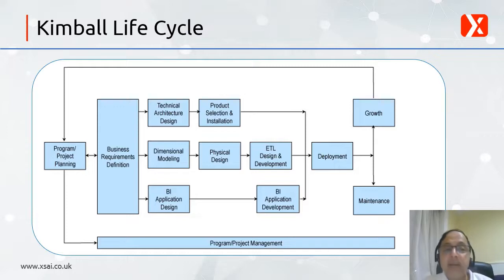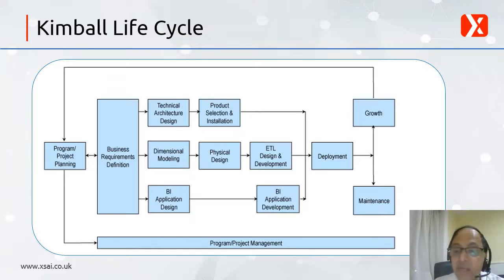So let us look at a typical Kimball life cycle. It starts with project planning, because based on whatever solution we are going to deliver, we need to identify the different tasks and come up with our high-level project plan. Then the next step is business requirements. Then we will have different streams. One is technical architecture design: what will be the product selection and tools, what will be the physical architecture, whether it is cloud or on premise, all those aspects.